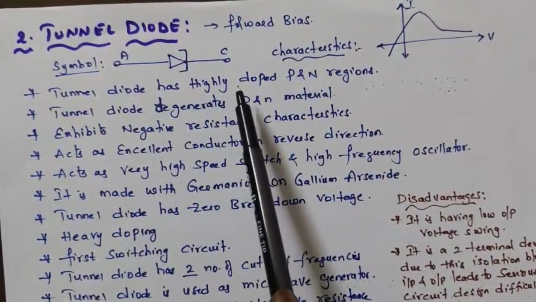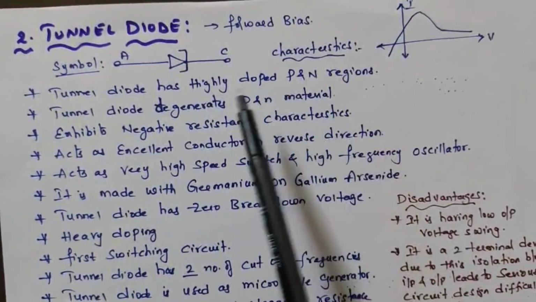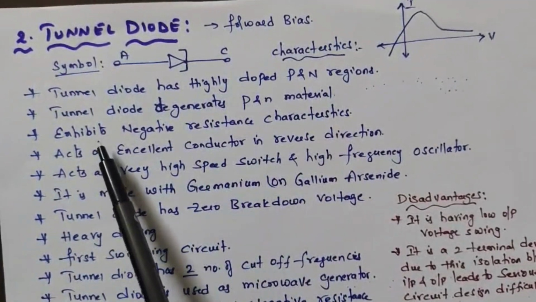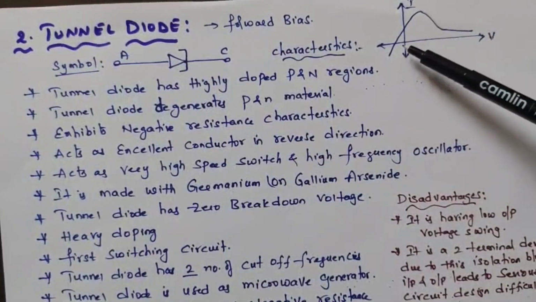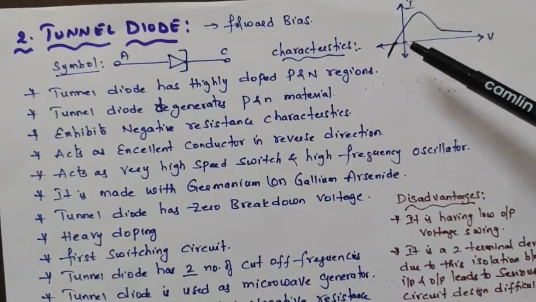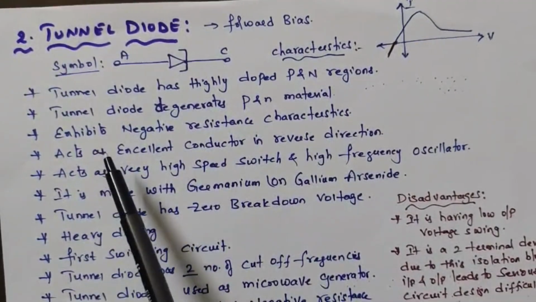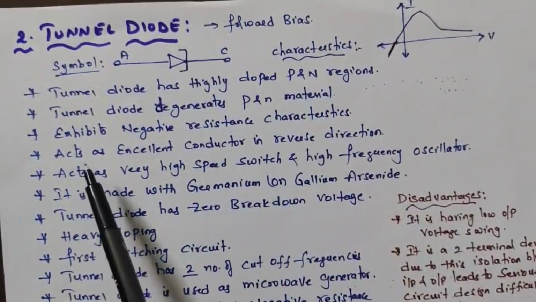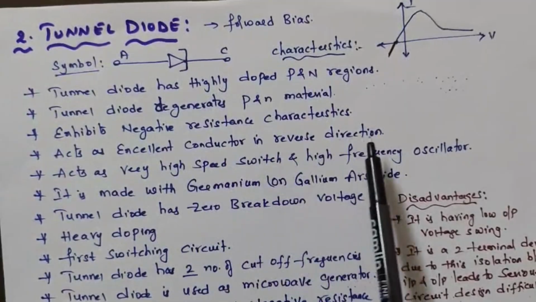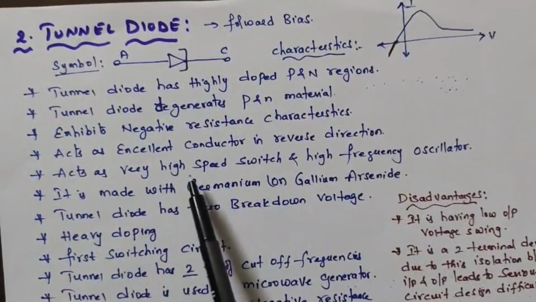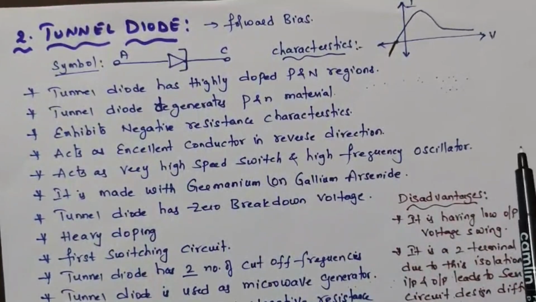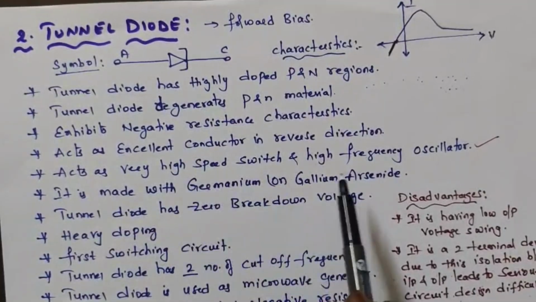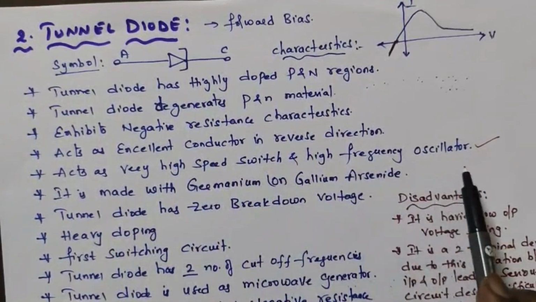Tunnel diode has highly doped p and n regions compared to the Zener and p-n junction, and it is degenerate p and n material, and it exhibits the negative resistance characteristics. Why? Because the characteristics are starting from the negative side. So you may ask which diode exhibits negative resistance characteristics, the answer is tunnel diode. And it acts as an excellent conductor in reverse direction, and it acts as a very high speed switch and high frequency oscillator. This is a very important question. Which diode acts as a high speed switch and high frequency oscillator? It is nothing but tunnel diode.